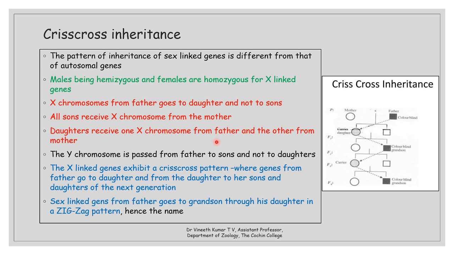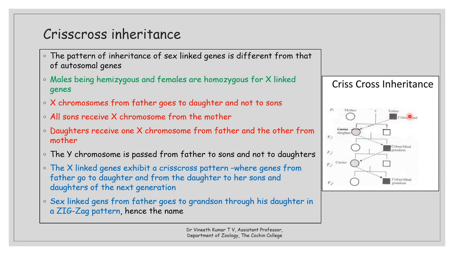Daughters receive one X chromosome from the father and the other from the mother. And the Y chromosome is passed from father to sons and not to daughters. So X-linked genes exhibit a criss-cross pattern of inheritance, where the gene goes from father to the daughter, and from the daughter to her sons and daughters in the next generation. So this is the pattern.